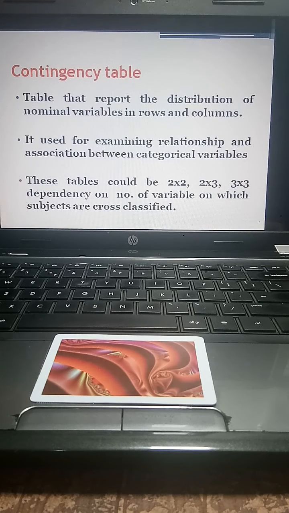So next table is the contingency table, the table that reports the distribution of the nominal variables in the rows and the columns. So that table which gives the presentation of the variables into the different rows and columns, that table is known as the contingency table. And why are we using this contingency table? It shows the relationship as well as the association between the different categorical variables. These tables could be 2 into 2, 2 into 3, 3 into 3. It depends on the number of variables, how many variables we are taking.